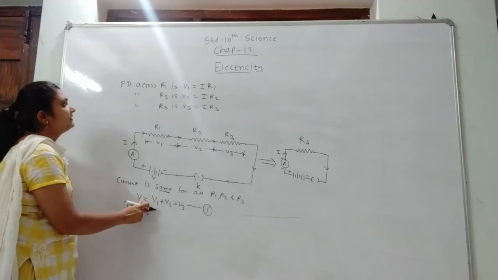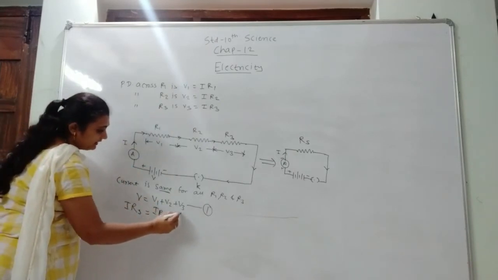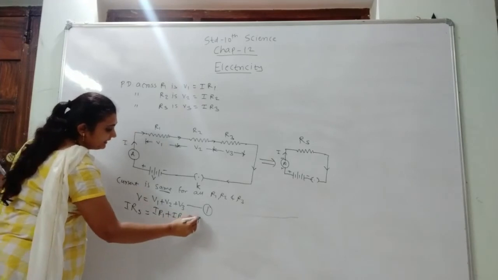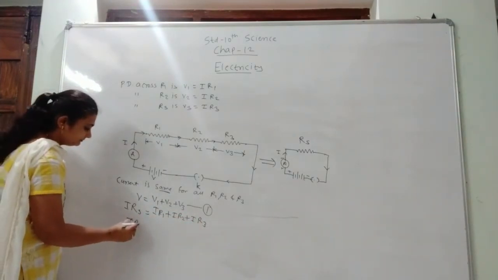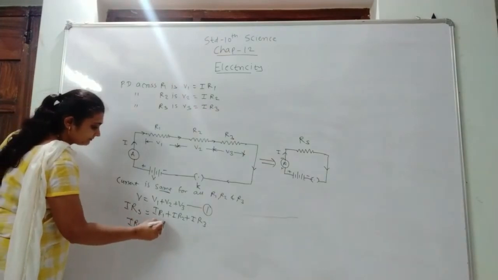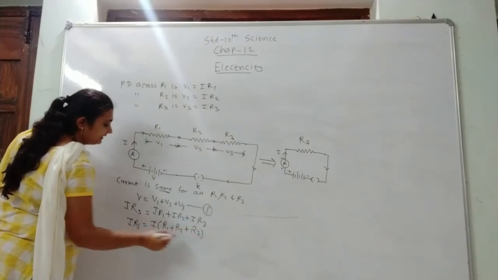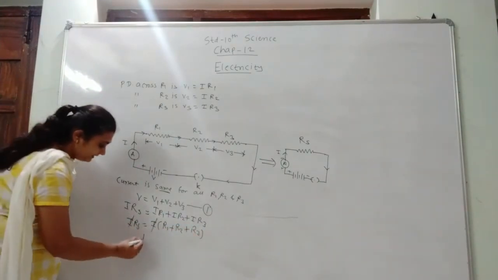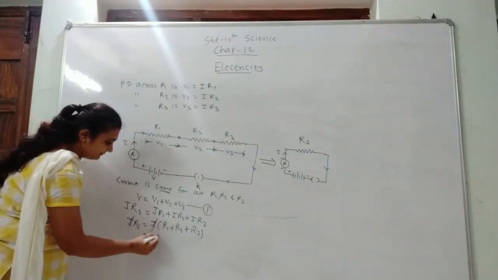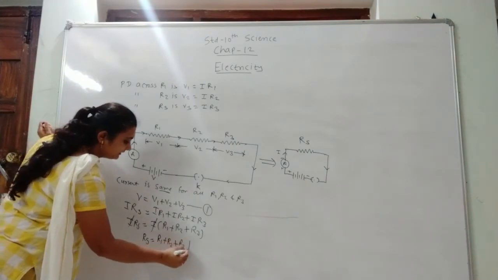is equal to, what is the value of V1? IR1, IR2, IR3. Taking I common, R1 plus R2 plus R3. I gets cancelled, and finally we get RS is equal to R1 plus R2 plus R3.